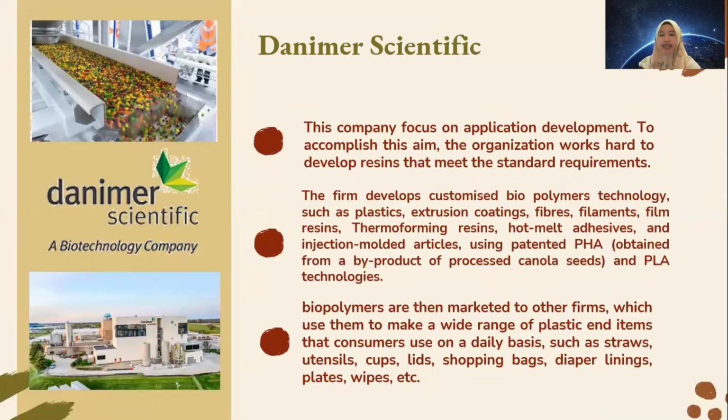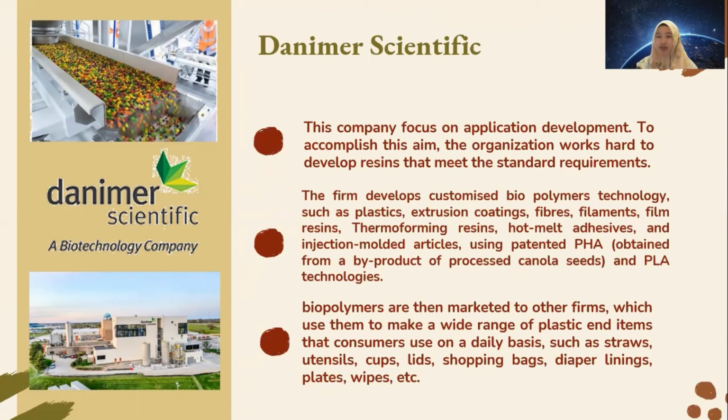And the third one is Danimer Scientific. So Danimer Scientific is a little different from all the other companies that I've stated before, since this company does not focus on end-to-end products, but it focuses on the application development. So for example, it produces extrusion coatings, fibrils, filaments, film resins, thermoforming resins, hot melt adhesives, injected molded articles. All these are customized biopolymers that are patented with PHA combined with PLA technologies.